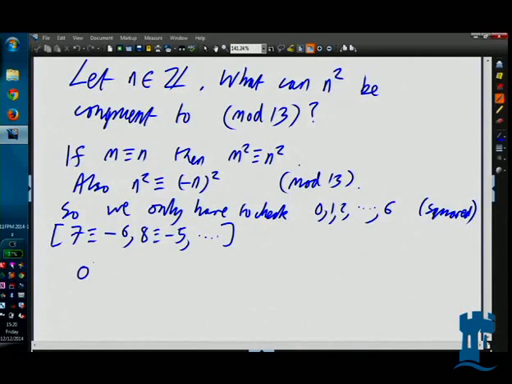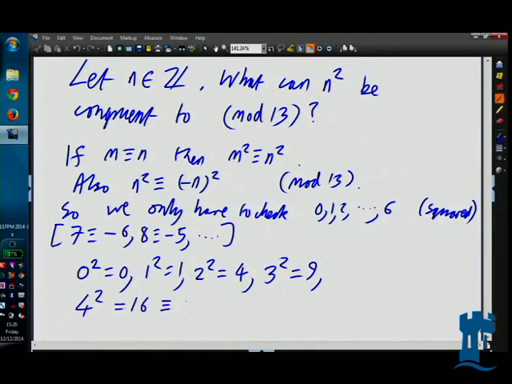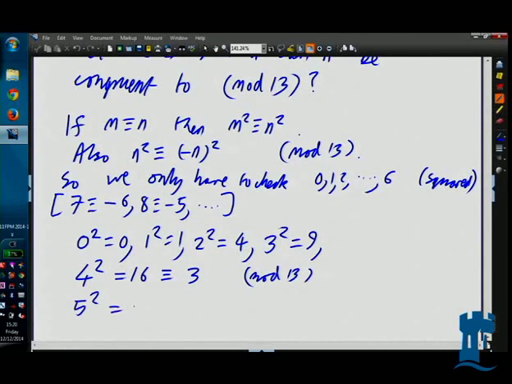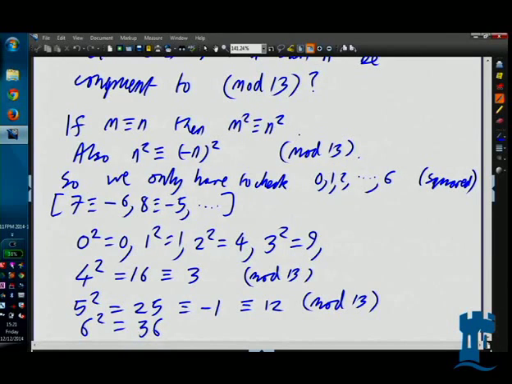Well, the first ones are obvious. 0 squared equals 0, 1 squared equals 1, 2 squared equals 4, and 3 squared equals 9. 4 squared equals 16, which is congruent to 3 mod 13. 5 squared equals 25, which I recognise as minus 1 mod 13, but you probably want to turn that into a 12. 6 squared, 36, which I think of as minus 3, but you probably want to recognise that as 10.